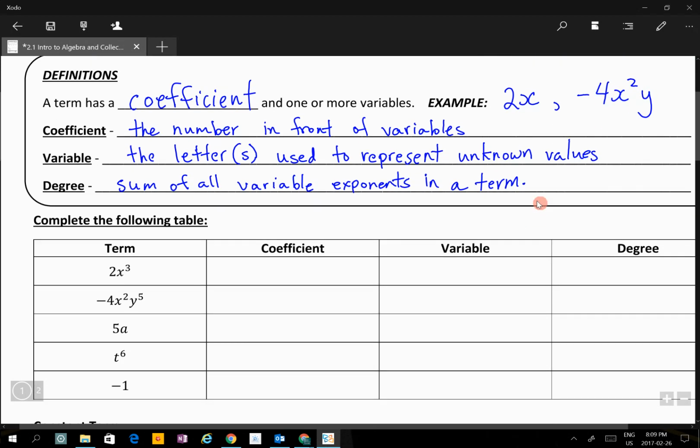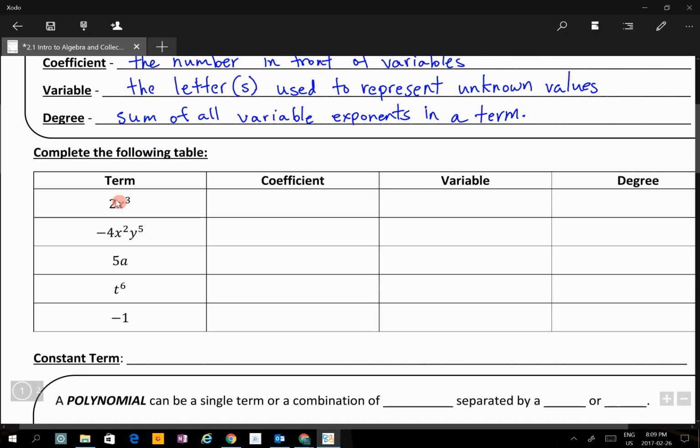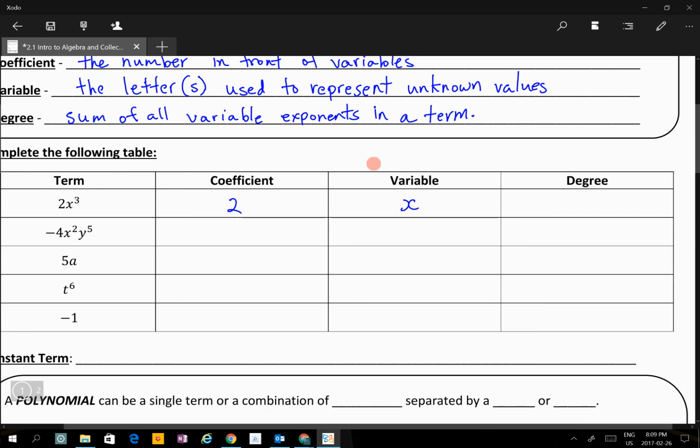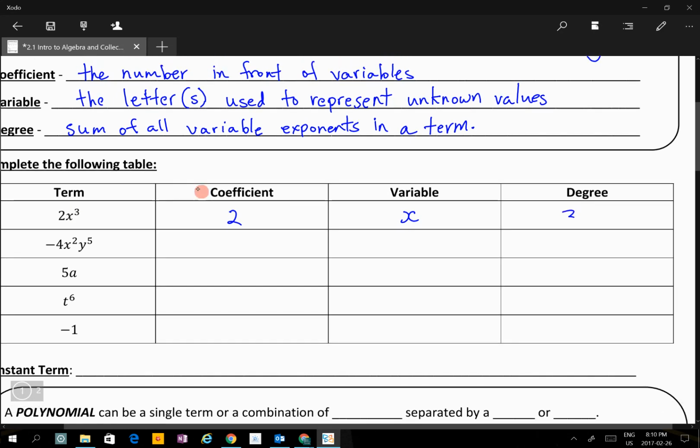So let's complete the following table. 2x cubed. I reread this 3 as cubed, so 2x cubed. The coefficient here is 2. It's the number in front of my variable. The variable itself is x, so I'll write x here. Don't write cubed, it's just the x. And the degree, the sum of all the exponents of my variables in this term, is 3, so the degree is 3. We're not counting any invisible exponents of the coefficients, just the variable.